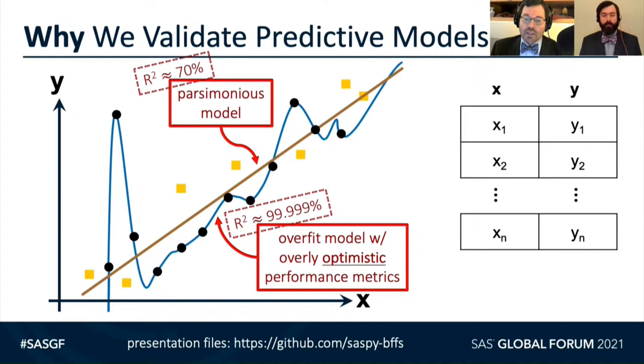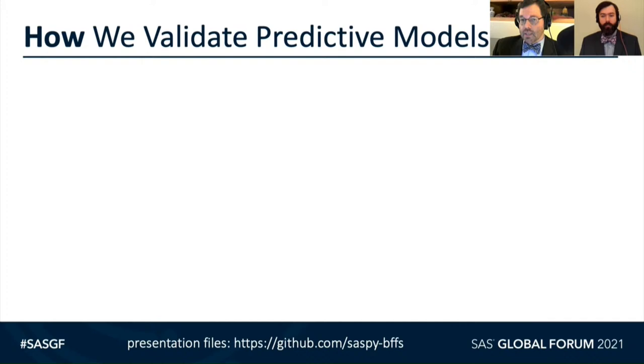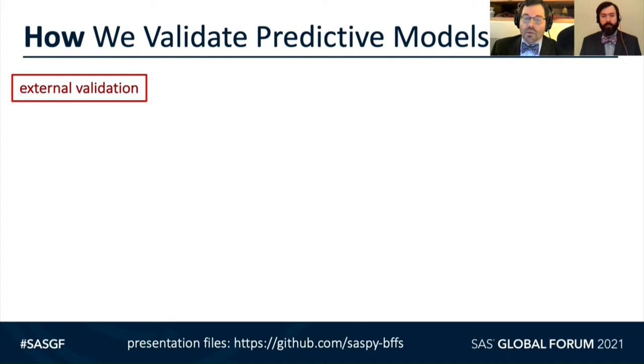So now that we've talked about why we validate predictive models, let's talk a little bit about how, so that we can understand where Bootstrap validation fits into this model validation that we always should be doing. So the example that we just saw illustrates the concept of what's called external validation, where we have our original data set that we're going to use to train a model. And then somehow we're lucky enough to have, in addition to that, a validation data set.